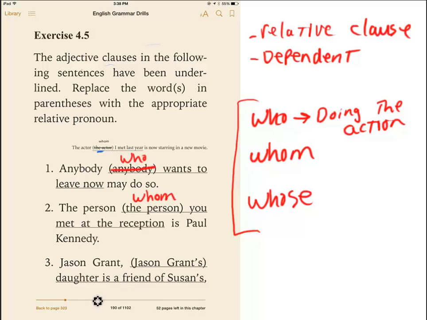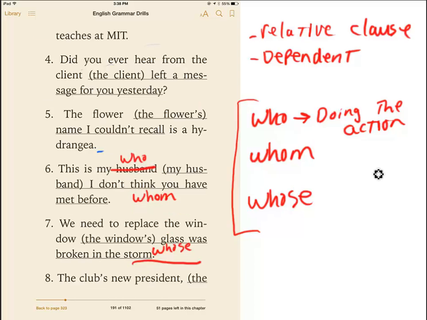Okay, let's do one more. Jason Grant, and I have to decide which relative pronoun is going to refer back to Jason Grant. Grant's, and I can see the possessive here already. Jason Grant's. So I'm going to use whose. Jason Grant, whose daughter is a friend of Susan's, teaches at MIT.